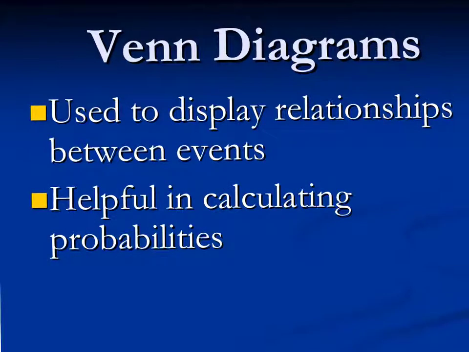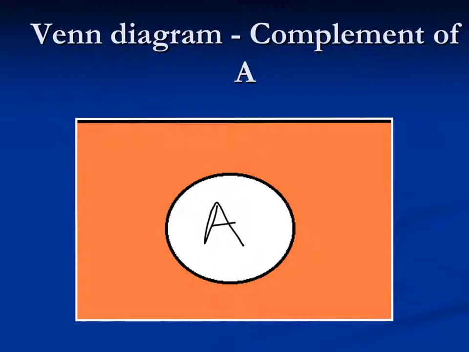All right, next is Venn diagrams. And those are used to display relationships between events. And sometimes it's helpful to draw a diagram when you're trying to figure out probabilities and see if events have things in common or if they're disjoint. And so we're going to just kind of refresh our memory on Venn diagrams here. All right, this diagram represents the complement of A. In the colored orange section is everything that is not in the set A, which is the complement.